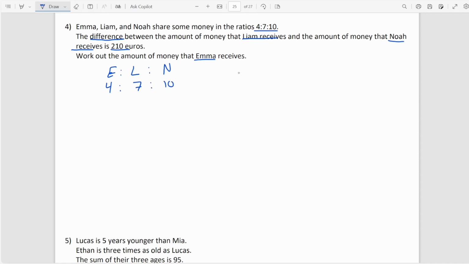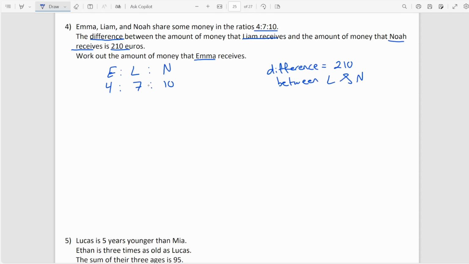Now, what do we know? We know that the difference between the amount of money that Liam receives and the amount of money that Noah receives is 210, right? This is the difference, 210, between Liam and Noah, all right? So if you remember from the previous videos, the way we solve this is that we know the amount of difference. So if we just find the parts difference, we can divide the amount by the part and get what we're always looking for, which is what does one part represent.